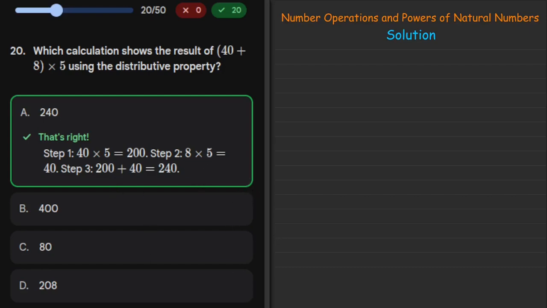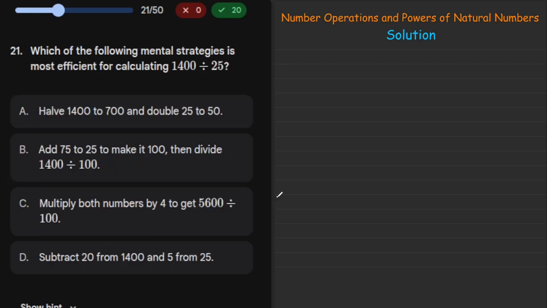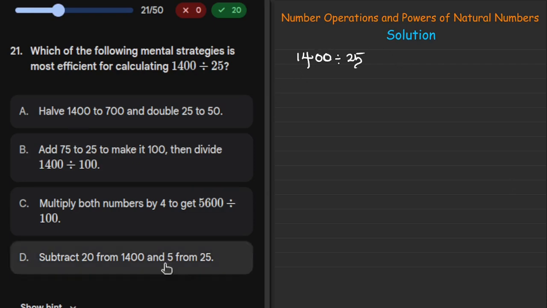Now let's proceed with question number 21. It says, which of the following mental strategies is most efficient for calculating 1400 divided by 25? So with this, we would have to look at the possible answers.